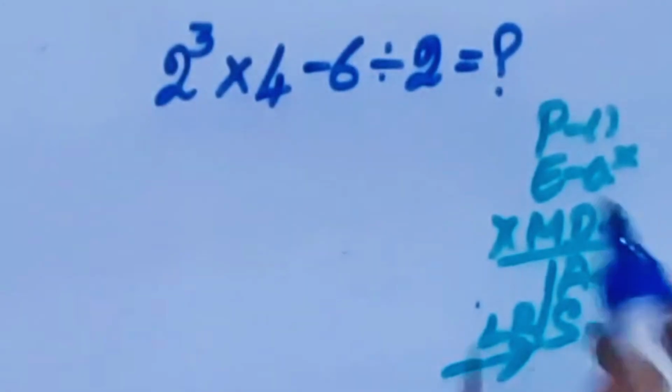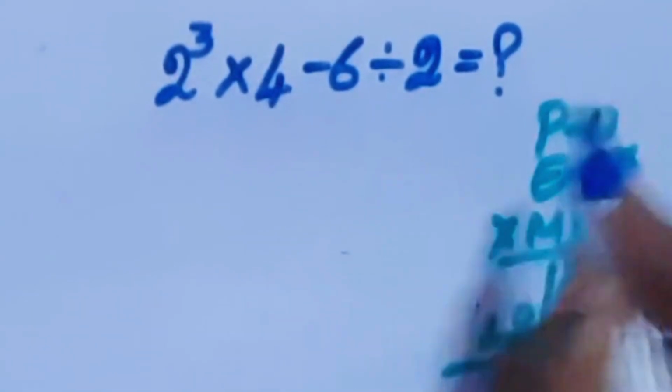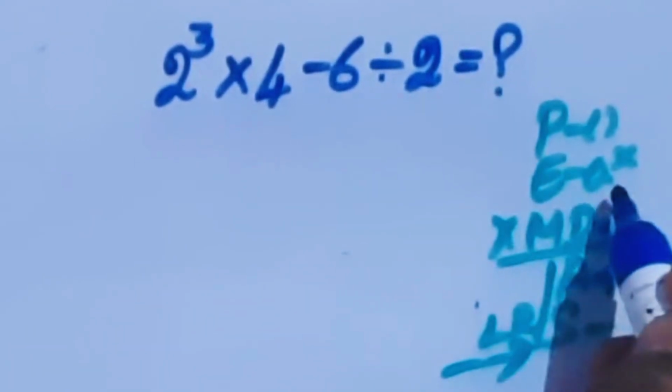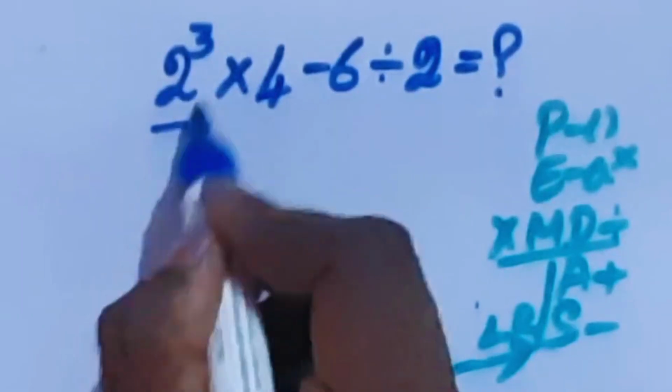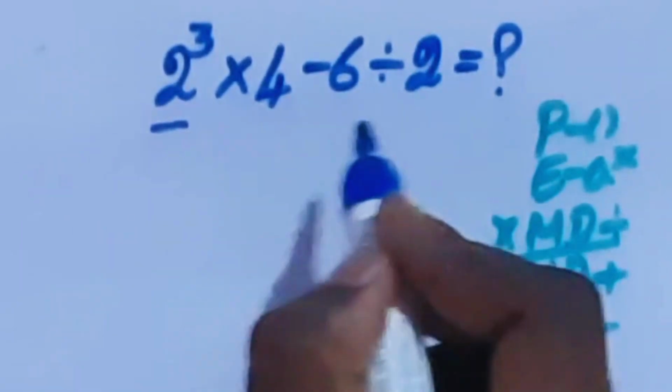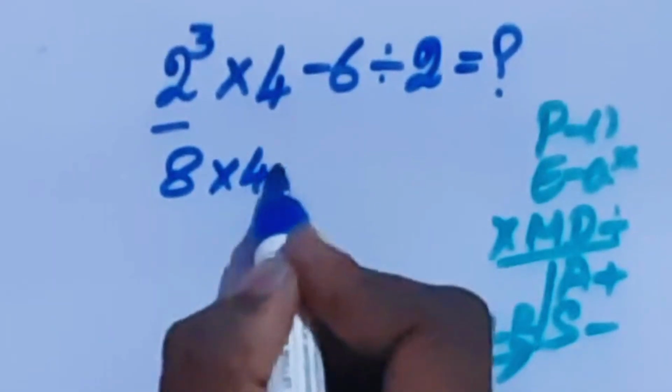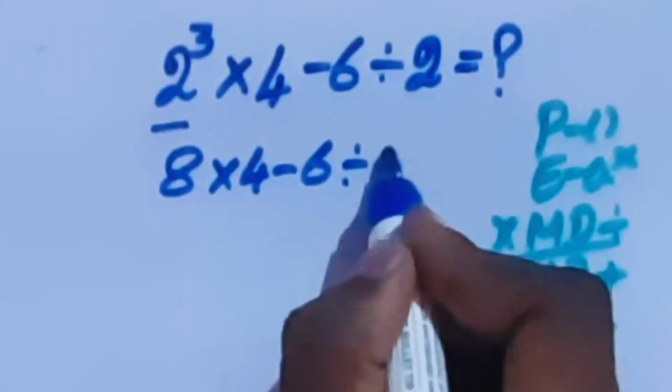Here, as per this order of operations PEMDAS, the bracket is higher priority. In this problem we don't have a bracket, so we are moving to the next priority, which is exponent. Here we have an exponent, so we have to do this exponent before the other operations. So here 2 power 3 is 8 times 4 minus 6 divided by 2.